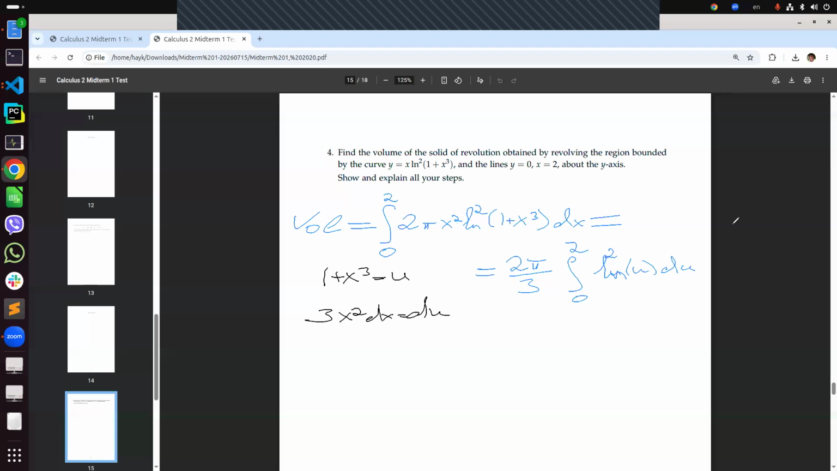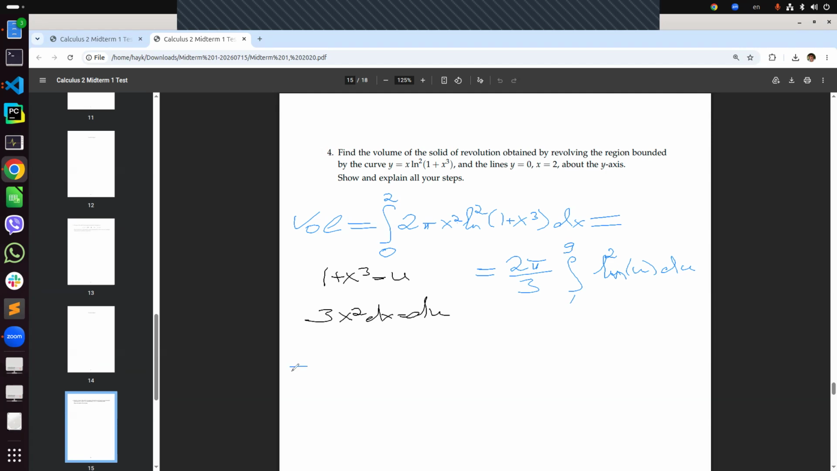So it seems we have simplified our expression, but still the integral of log squared u is not obvious. Just before we continue, find my mistake, what I did wrong. Yes, I did not change the boundaries of the integral. When x equals 0, u is 1. When x equals 2, u is 9.